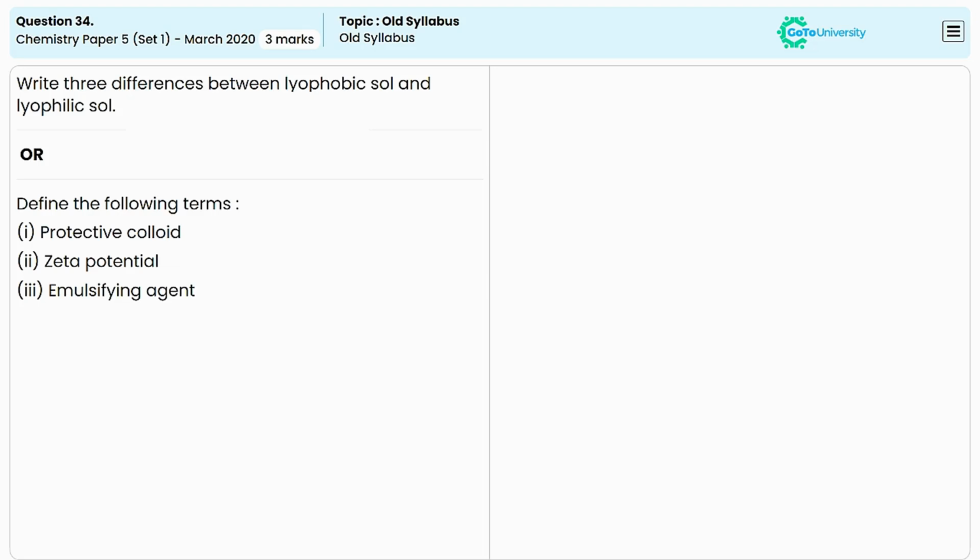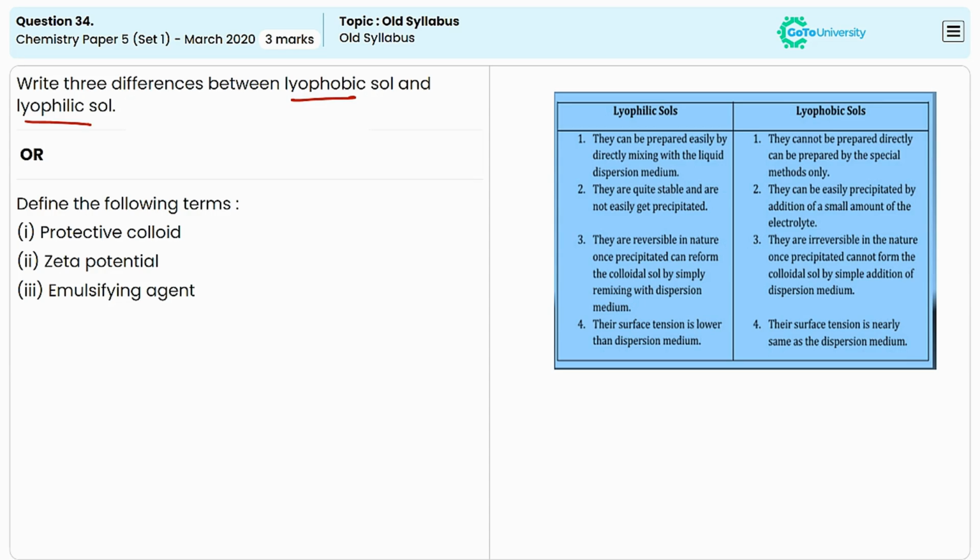Here the question is to differentiate between lyophobic and lyophilic salt. Both of them are typical types of colloidal solutions and they are differentiated by their interaction with the dispersion medium. The lyophilic salt has a strong affinity for the dispersion medium and the colloidal particles are easily wetted by the solvent and form stable colloidal systems. They are quite stable and do not easily get precipitated.